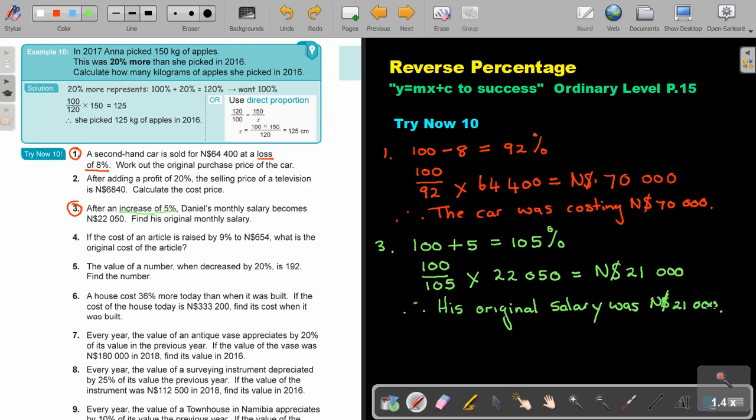So always just take note, if there's an increase or a decrease, you do it like this. And if there's not, if they just give you the percentage, then you just put the percentage. But take note, the 100% is always on top because you are looking for the original. It's almost like working back to the past.